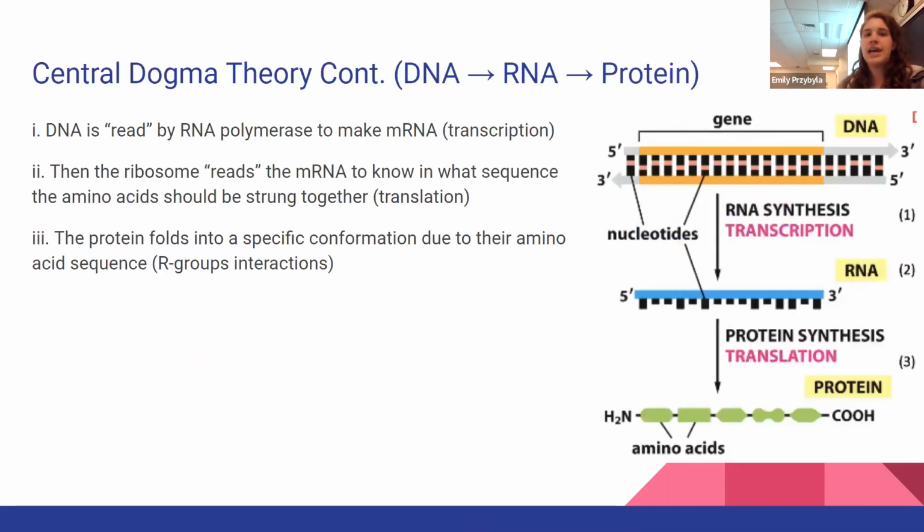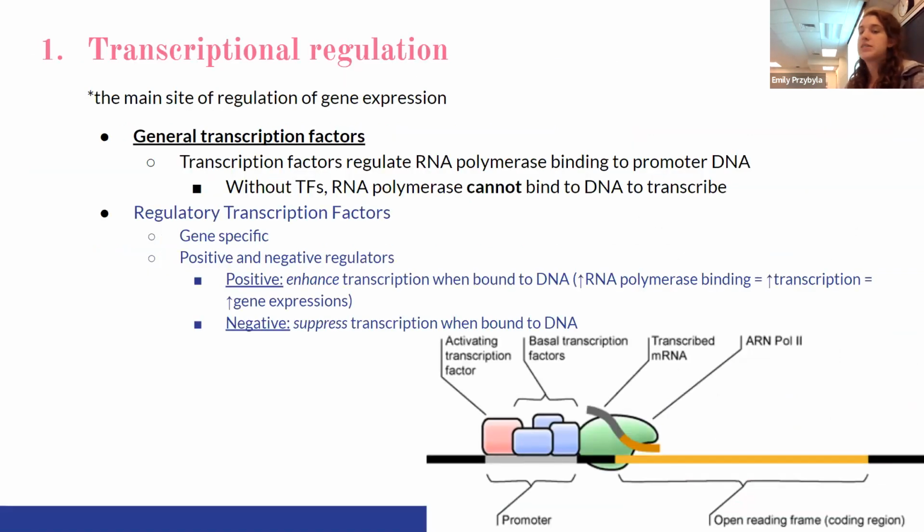So DNA is read by RNA polymerase, which is different than DNA polymerase, because you just talked about DNA polymerase in 9 and 10, right, to replicate DNA. So in this, DNA is read by RNA polymerase to make an mRNA, which is one type of RNA. There's lots of them. Then the ribosome will read the mRNA and make an amino acid sequence, which ends up being your polypeptide, and that's translation. And then your protein folding occurs, and that's your R group interactions that we talked about earlier. So there's many, many types of regulation, and this is trying to condense it.